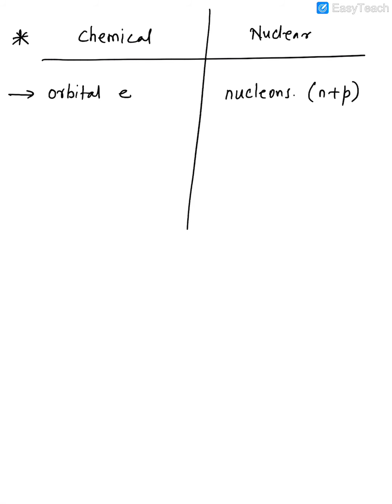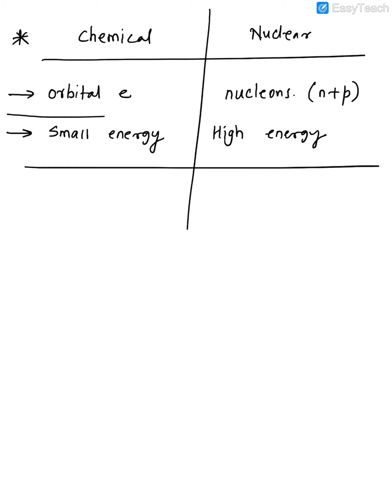Second thing, in a chemical change, it needs a very small amount of energy. The amount of energy which is required or produced is very small, whereas in the nuclear change it will produce a very high amount of energy. The amount of energy produced is too high. Okay, so they can ask you about the differences between chemical change and nuclear change, or chemical reaction and nuclear reaction.